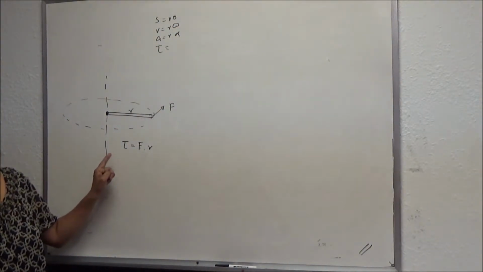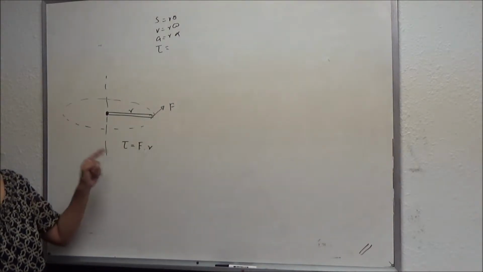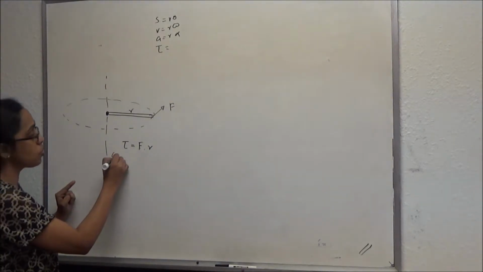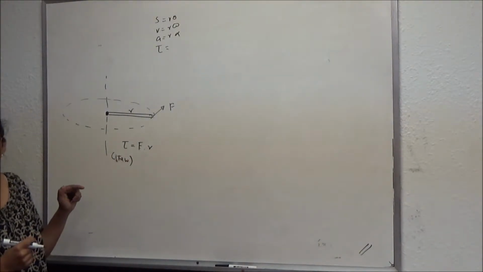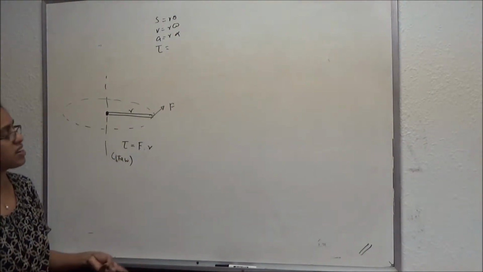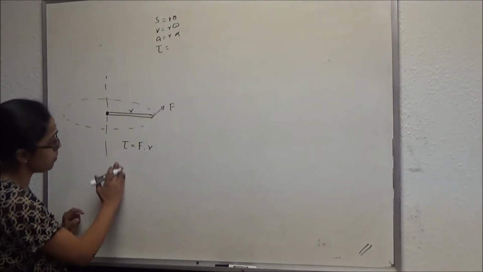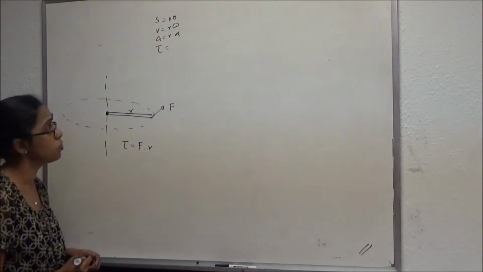Torque is denoted by this Greek letter tau, T-A-U. Some people call it tau. Whatever it is, I don't know what the correct word is. Only the Greek would know.